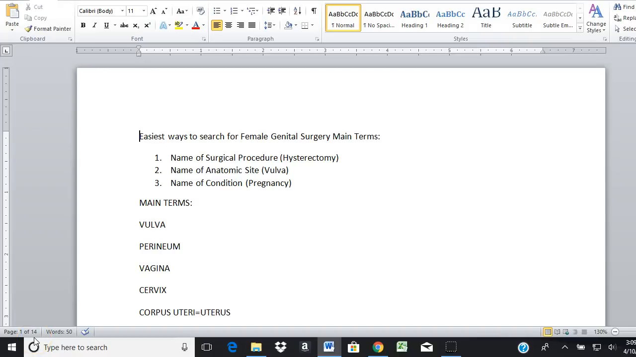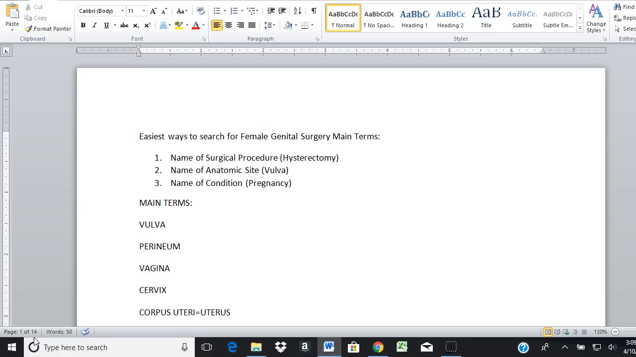Hello, coders! So today we're going to go through female genital surgery and maternity care. So just like all of our other surgery sections, the three easiest ways to search for these procedures are going to be either the name of the surgical procedure itself, like a hysterectomy, the name of the anatomic site, such as the vulva, or the name of the condition, such as pregnancy.